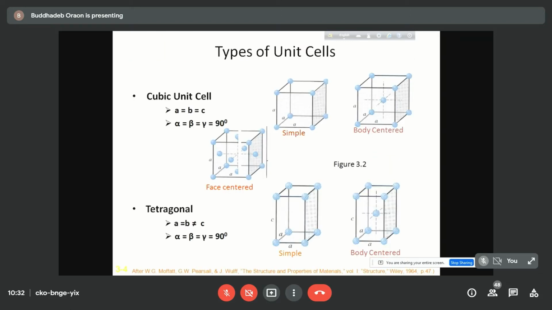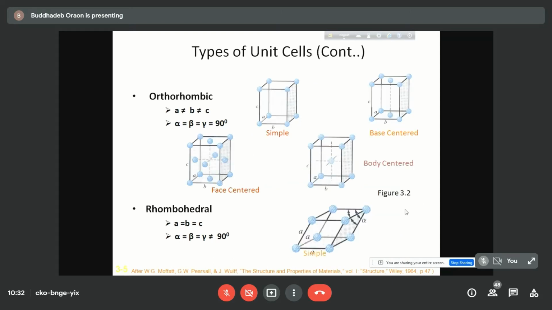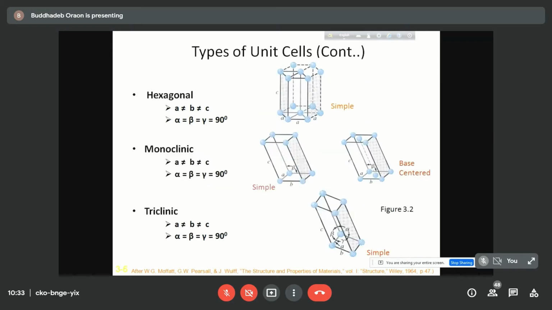Now, cubic unit cell: simple, body centered, face centered. Tetragonal, we have got the simple and body centered. Then we have got the orthorhombic, 4 different types. It can be simple, base centered, face centered, body centered. Then rhombohedral geometry is shown. Hexagonal, monoclinic, a bit complicated. It can be simple or base centered. Then triclinic, and the hexagonal.